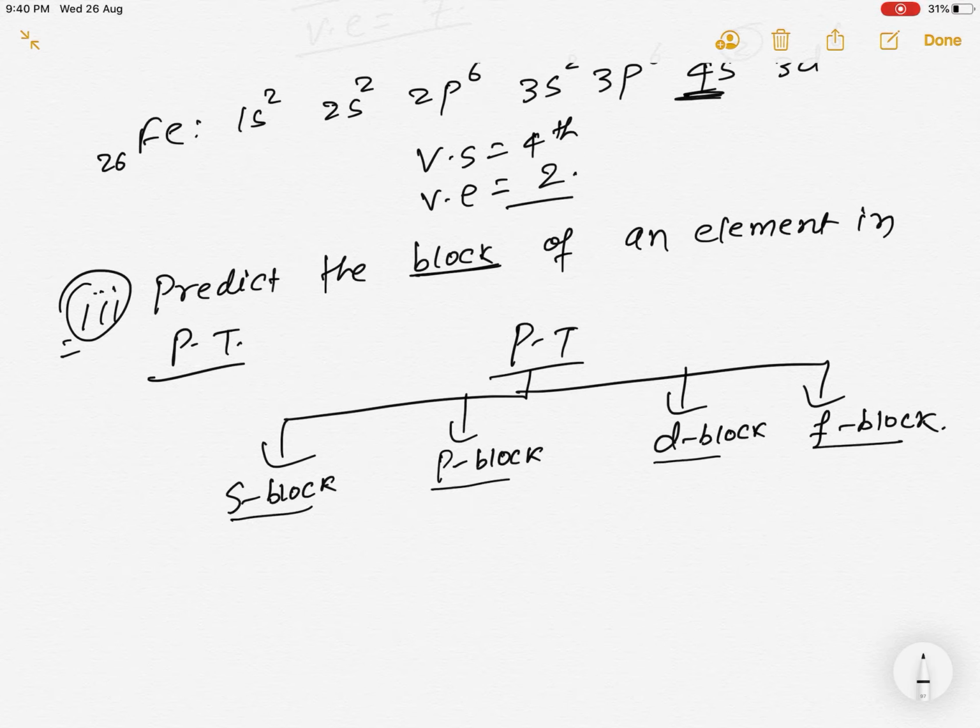How do you identify the block of the element? The block of the element is identified by looking at the electronic configuration and finding out which subshell contains the last electron. Where the last electron is entering will decide the block of the element. If the last electron enters the S subshell, we call it an S block element. If it enters the P subshell, a P block element. If it enters the D subshell, a D block element. Similarly, if it enters the F subshell, we call it an F block element.